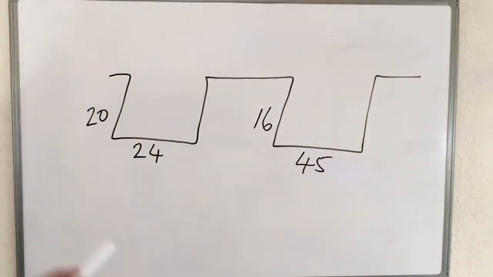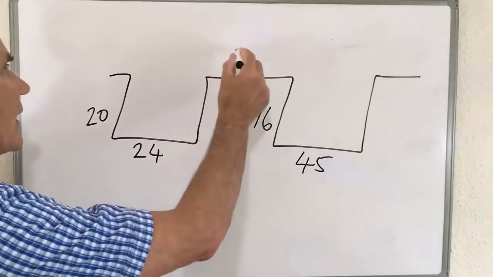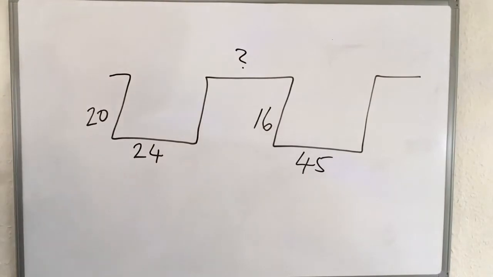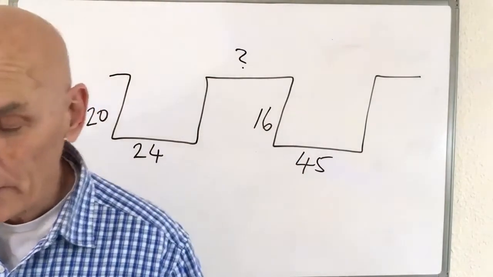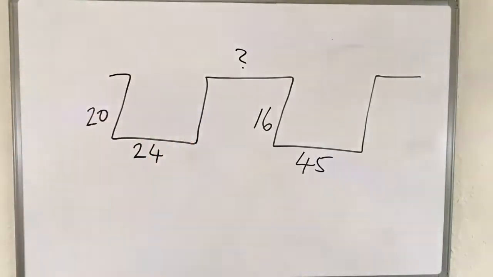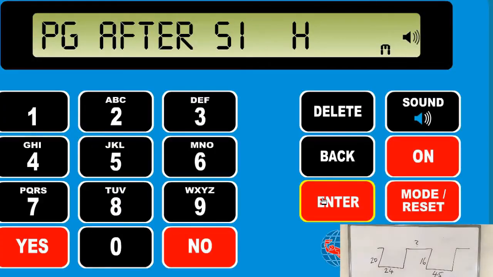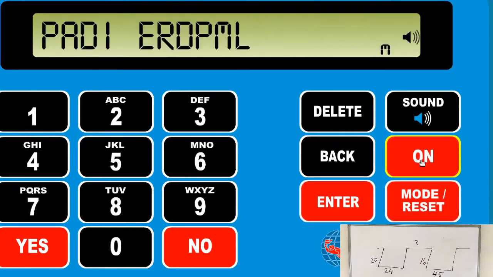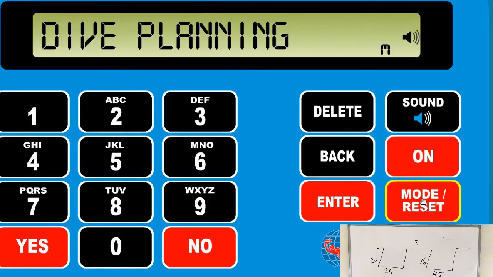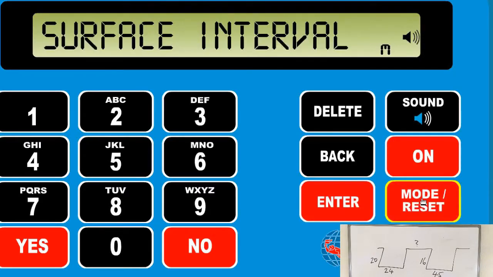Okay, so the question is, what is the minimum surface interval if you need to do a dive of 20 metres for 24 minutes followed by 16 metres for 45 minutes? Let's have a look, see how it works. It's quite straightforward, this one. So once again, pressing reset doesn't seem to do any good, so I'm going to switch it off, switch it back on again. And this time, the mode we're going to use is surface interval, which should mean minimum surface interval, of course.